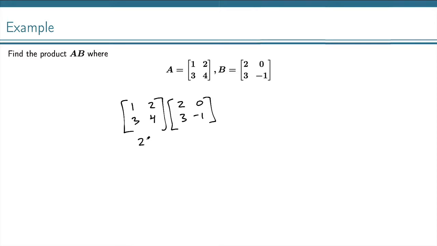So first note, I've got a 2 by 2 matrix here and a 2 by 2 matrix here, 2 rows and 2 columns. Because these are equal, we know we can multiply, and what we end up with is a 2 by 2.